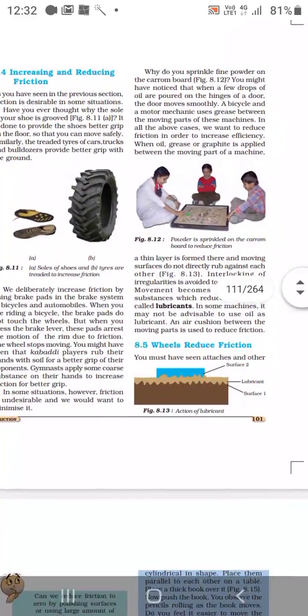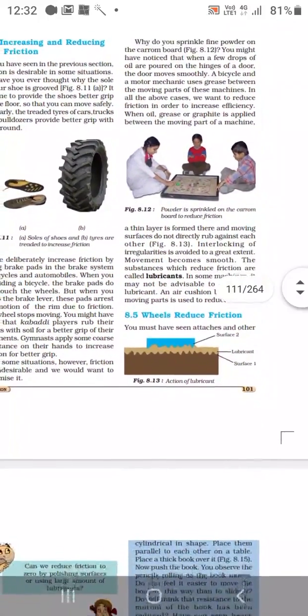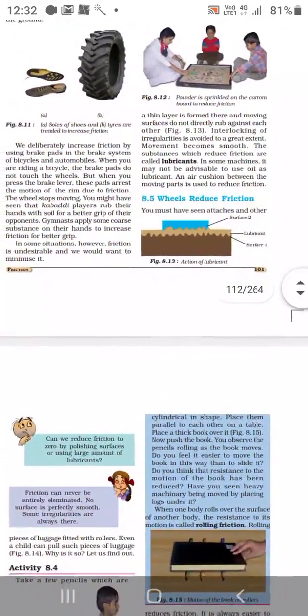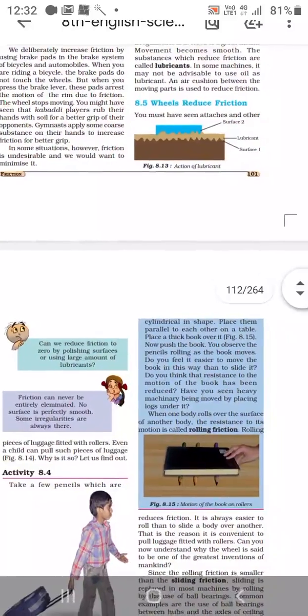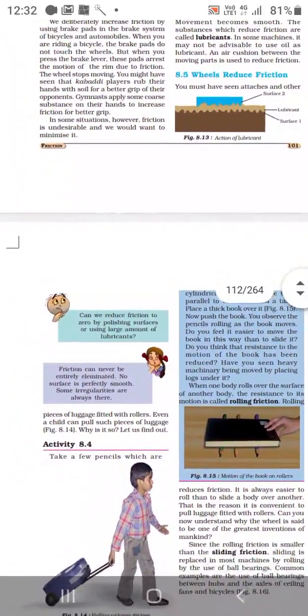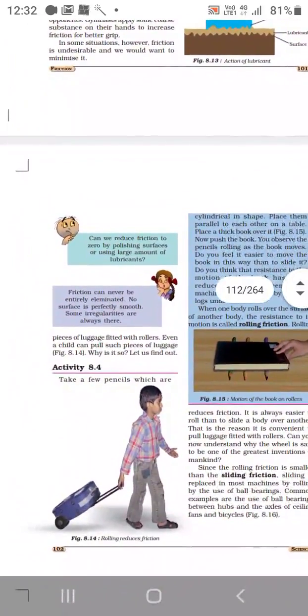An air cushion may be used to reduce friction. What I have seen is a piece of luggage with attached rollers. Even a child can pull such a piece of luggage.